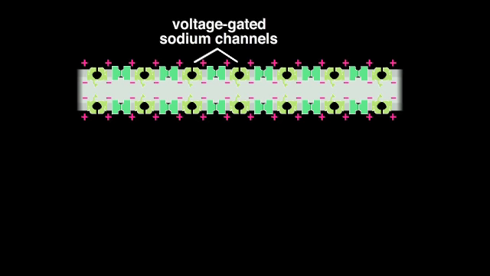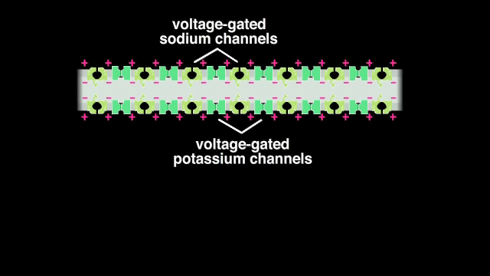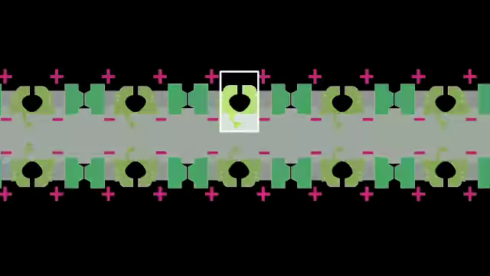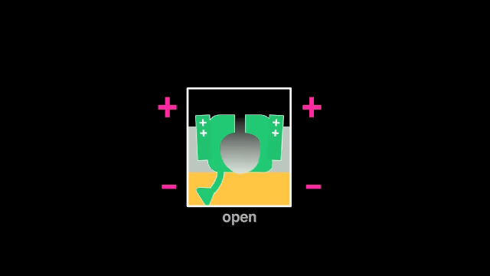The central molecular players in this process are the voltage-gated sodium channels and voltage-gated potassium channels, which undergo cycles of finely choreographed conformational changes. Let's begin with the sodium channels. When an action potential passes, sodium channels open in response to membrane depolarization. Sodium ions rush into the axon, further depolarizing the membrane.